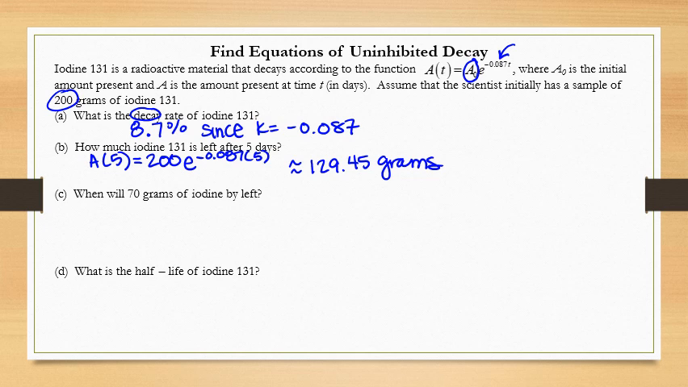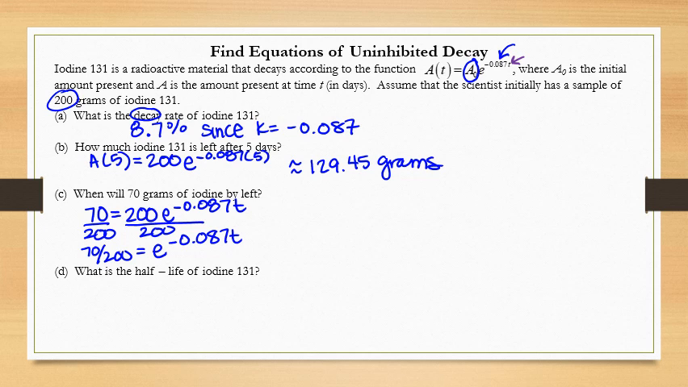When will 70 grams of iodine be left? So now, this is solving for t. So we know that 70 is the end amount I want. Again, I know my initial amount is 200. I don't know what the time is. So this is an exponential function, so get the exponential piece by itself. So that leaves us with 70 over 200 equals e to the negative 0.087 t. Now that I have that exponential piece by itself, I can take the natural log of both sides.